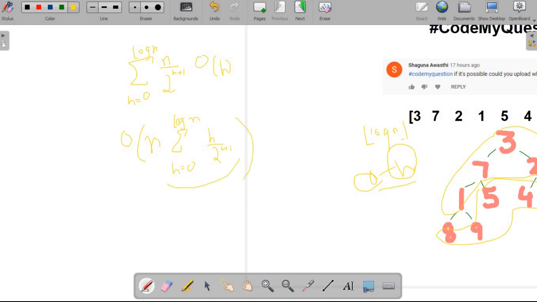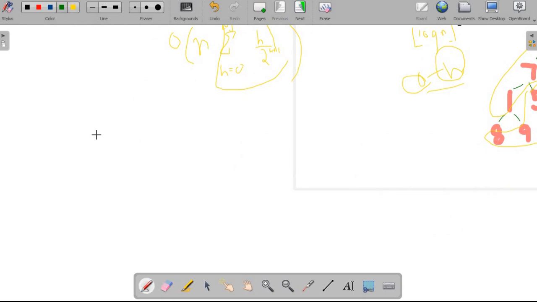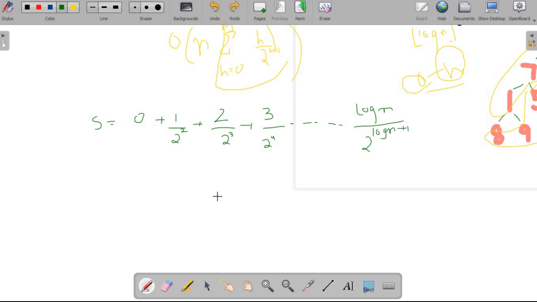Now all we have to do is find the value of the summation. If I expand the summation, S will be equal to: when I put 0, it will be 0, plus 1 by 2 to the power 2, plus 2 by 2 to the power 3, plus 3 by 2 to the power 4, and this continues up till log n, which is log n by 2 to the power log n plus 1.